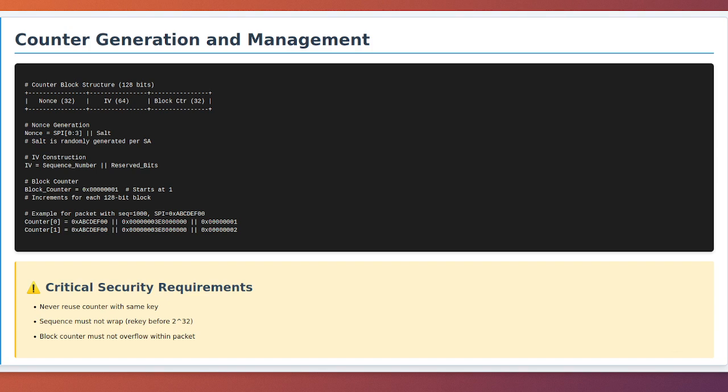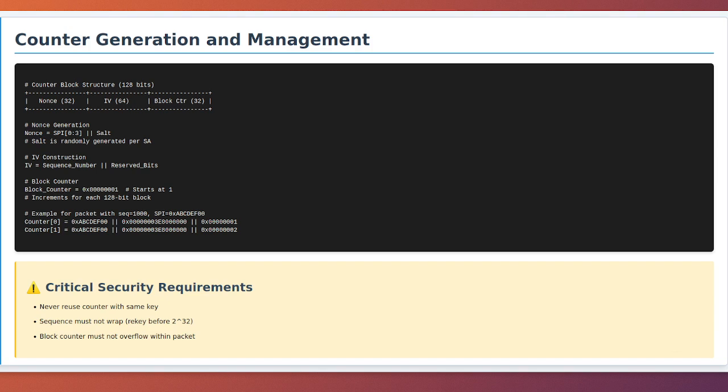When encrypting a 1500 byte packet, we need 94 blocks of keystream. This means our block counter will increment from 1 to 94. The system must carefully track this to ensure we never wrap around the counter within a single packet, which would reuse keystream and break security. Most implementations limit packet size or use a 64-bit block counter to make wraparound practically impossible.